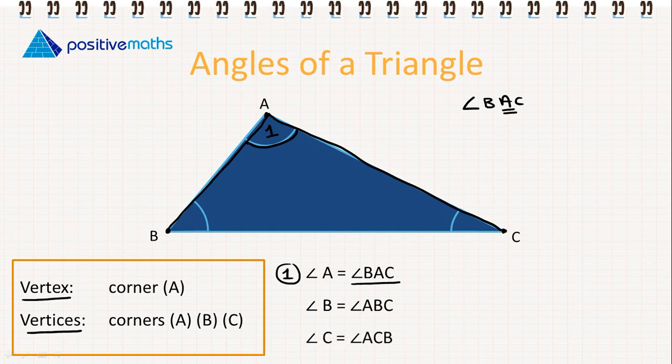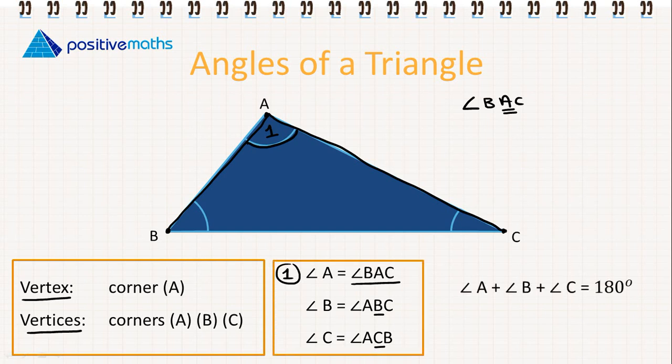The same will go for B and for C. So the angle at B we can call the angle B, or we can call it the angle ABC. Again, we're noting it's in the middle. And for C, we can call it the angle C or the angle ACB.